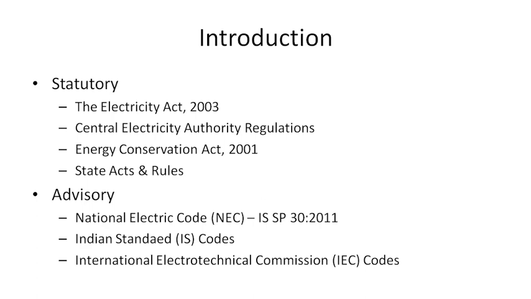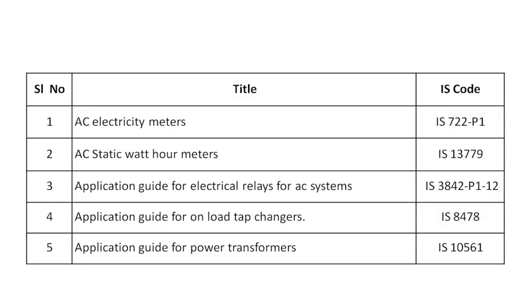Normally the IS codes are there for almost all sections pertaining to the implementation of engineering and technology. And if the IS codes are not available, then we can refer to the International Electrotechnical Commission codes. Moving on, this is a list of various IS codes which are related to electrical distribution.